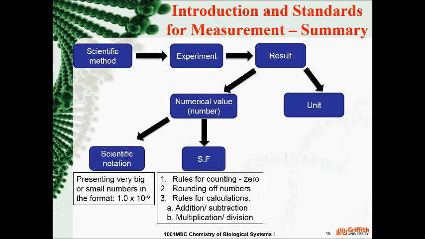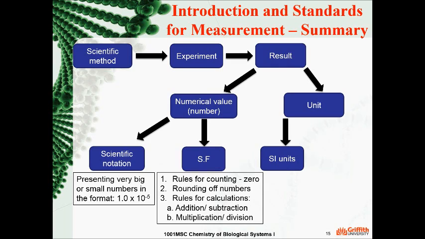We also talked about the rules for rounding off numbers to obtain the accurate number of significant figures in a measurement. After that, we covered the rules for calculation, and we discussed that when doing addition and subtraction, we look for the least number of decimal places, while in multiplication and division, we consider the least number of significant figures.